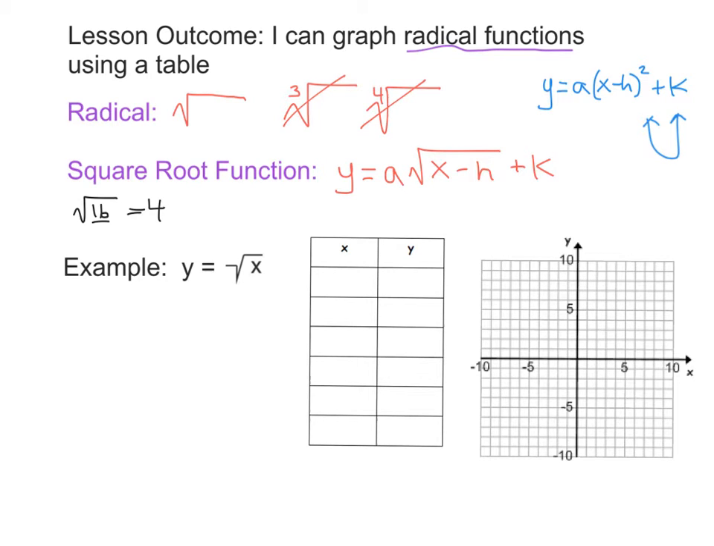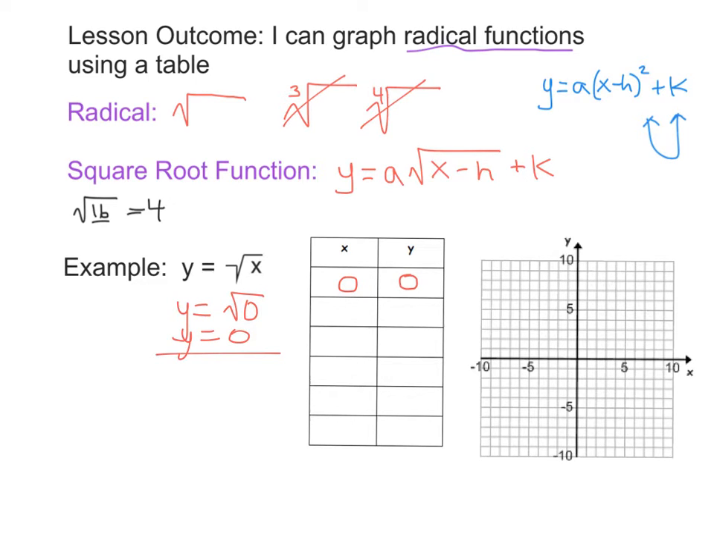So let's think about what numbers would be good values to put in for x. A lot of times we'll start with the number 0. So let's go ahead and put a 0 in for x here. So y equals the square root of our x value, which is 0. What is the square root of 0? What number times itself equals 0? And the answer there is 0.